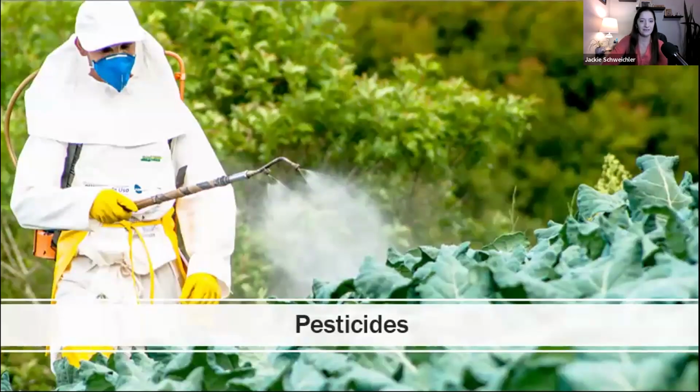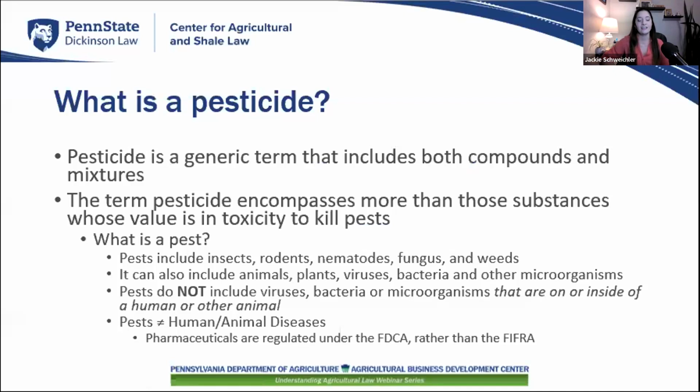Okay, so pesticides. Going back to basics, the term pesticide is a lot broader than I think most people, layperson, might realize. It includes compounds or mixtures. The purpose of a pesticide, of course, is to destroy pests. But the term pests, that can include a lot of things. It can include insects, rodents, mushrooms, fungus, weeds, but it can also include animals, plants, viruses, bacteria, and other microorganisms. The definition of a pest does not include bacteria or microorganisms that are inside of a human or animals. And they're not meant to treat human disease, of course.